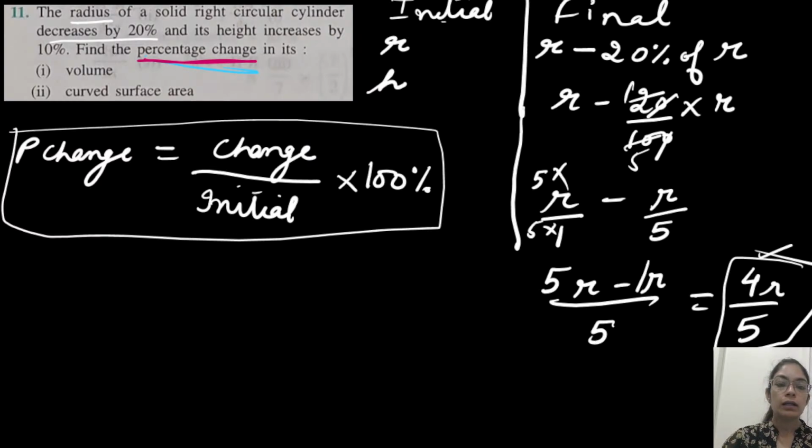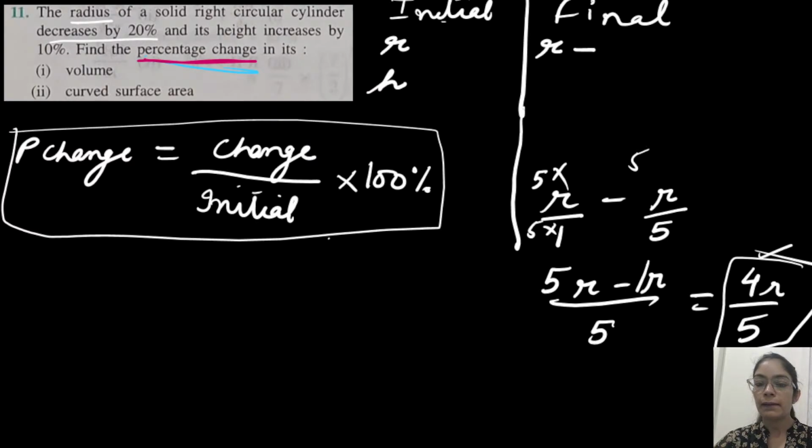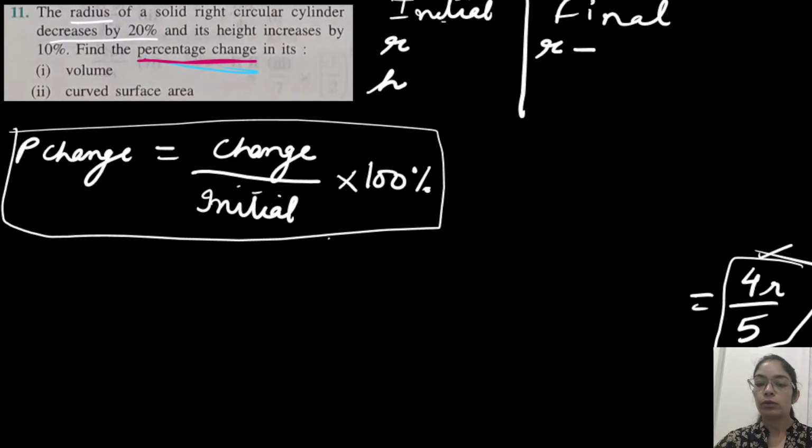So height is increasing by 10%. Initially, what is the value of height we have? This working I'll just clear and write the value directly. So the radius is 4 by 5 r. This working I have shown you, just the final value I am going to write now: 4 by 5 r.